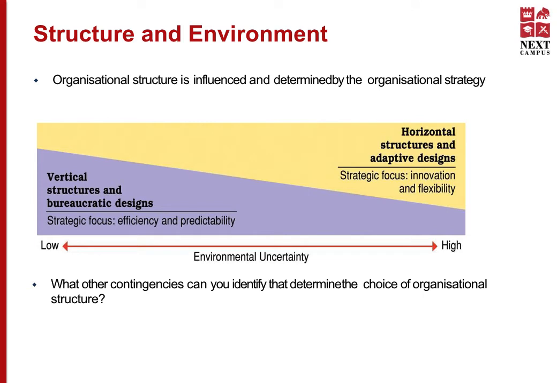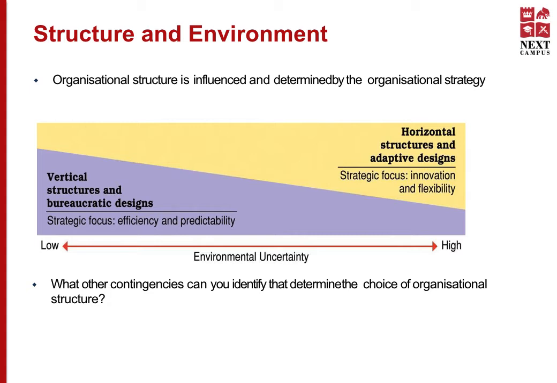When it comes to organizational structures, they are highly influenced and determined by the organizational strategy, which in turn is determined by environment. Where environmental uncertainty is low and change doesn't often occur, we see that the strategic focus of an organization is more on efficiency and predictability. Reflecting this, these types of organizations adopt more vertical structures and more bureaucratic designs.